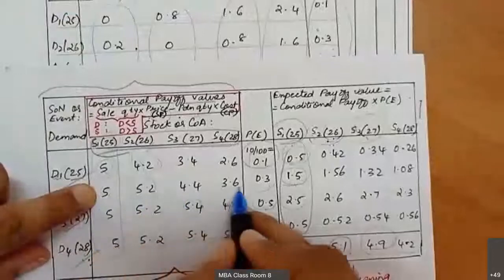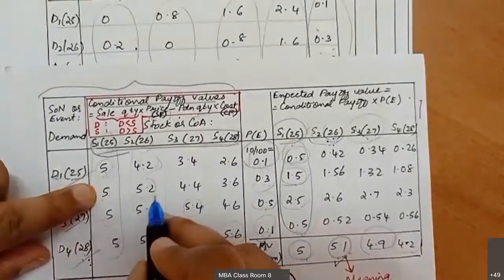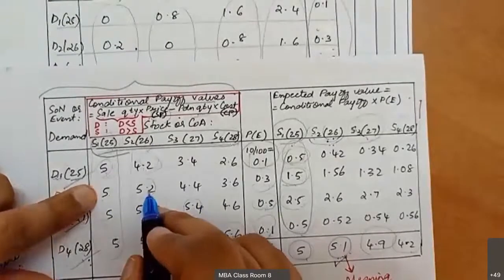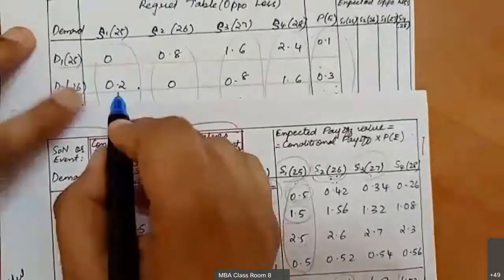Next, second row, how will you calculate? Take the second row of the payoff matrix, which is the maximum value? Maximum value is 5.2. Subtract all other values from the maximum value. 5.2 minus 5, what is it? It is 0.2.